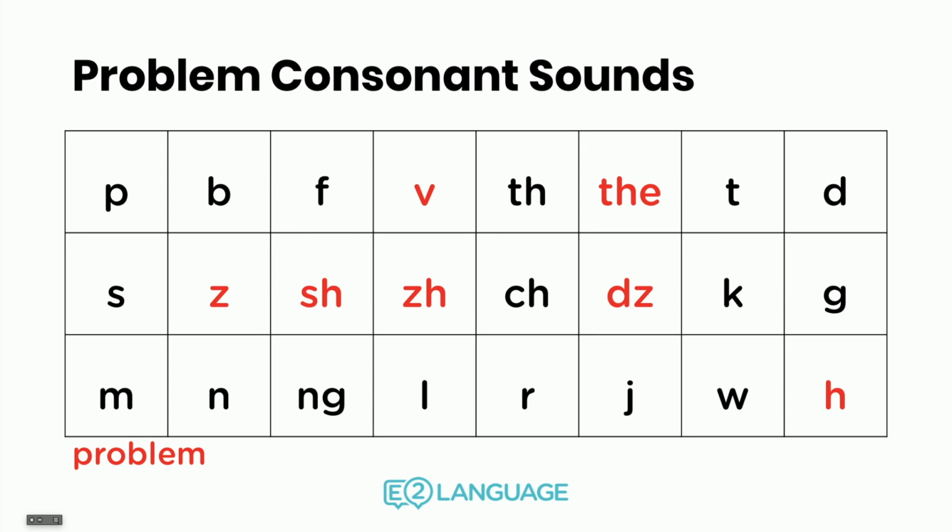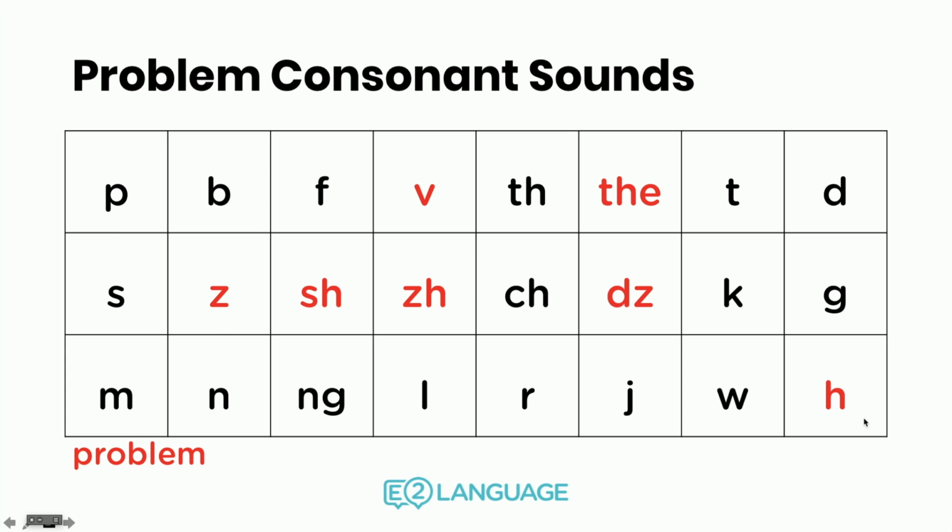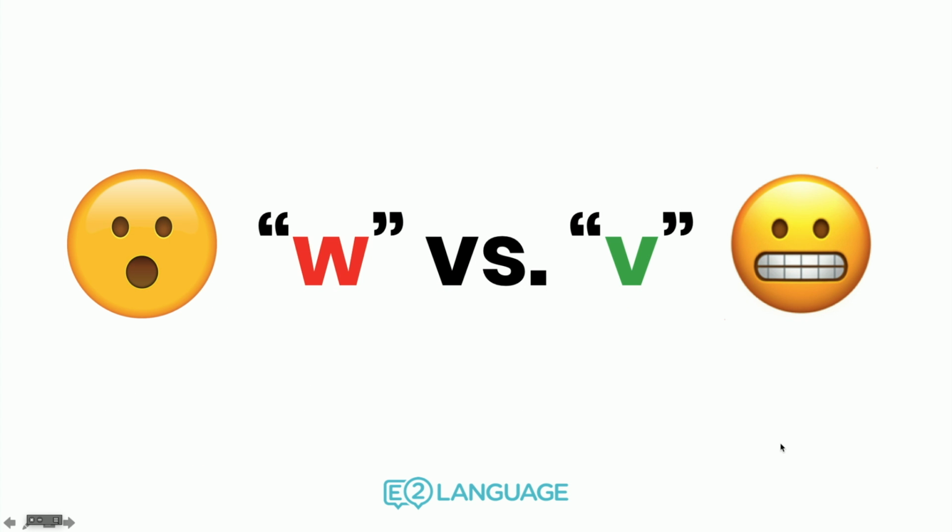Okay, here are the problem consonant sounds. So no problems with p, b, f, th, t, d, s, ch, k, g, m, n, l, r, j, and w. No problems. However, v, z, sh, j, and h. These ones we're going to focus on.